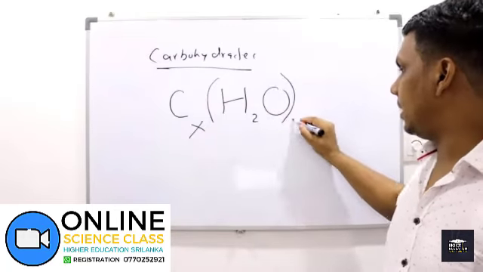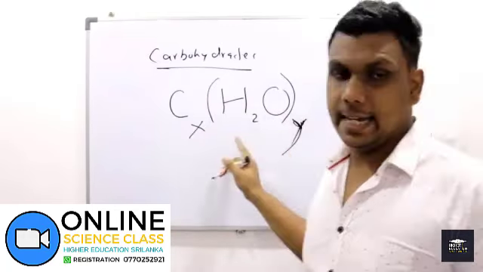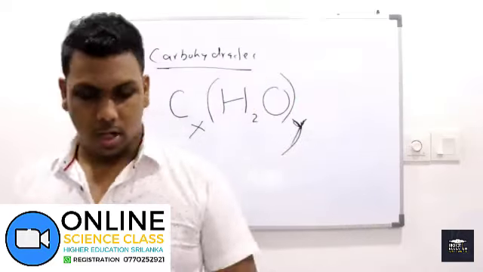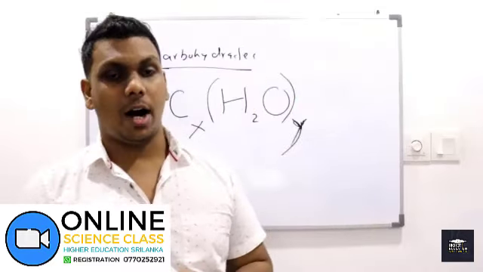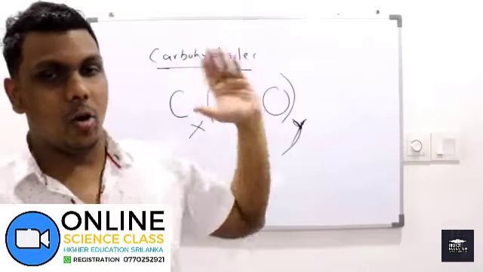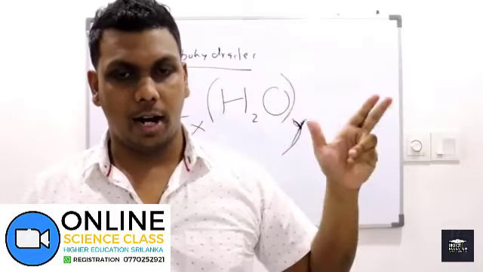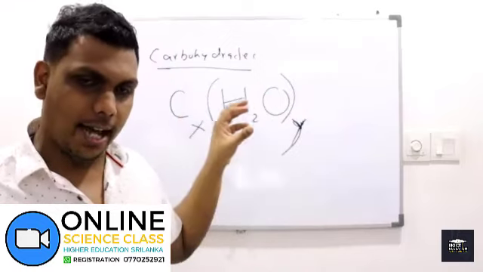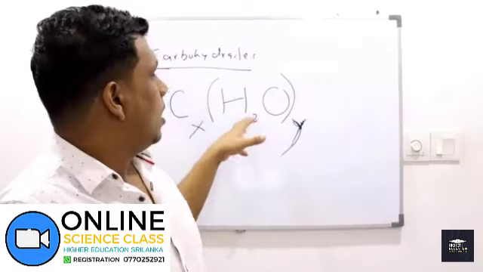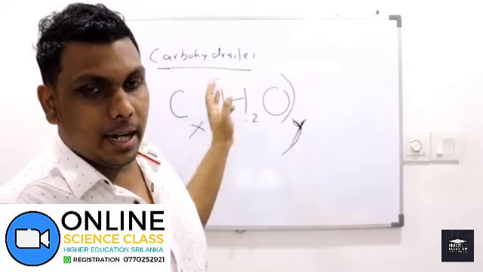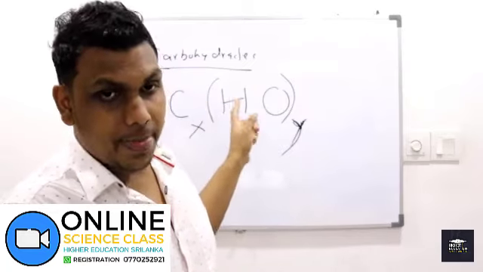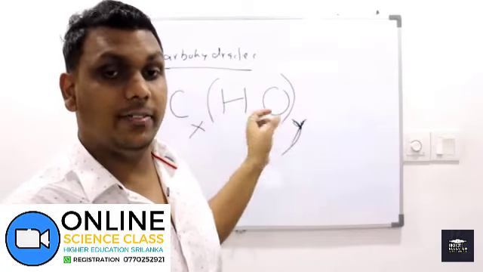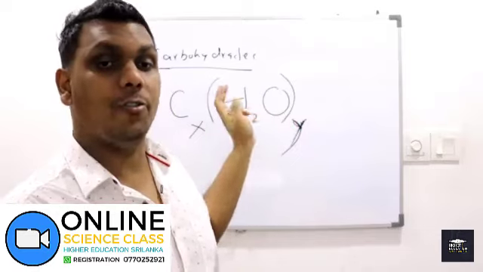CxH2Oy. Write this down: common molecular formula for carbohydrates, CxH2Oy. And why is that? Because no matter how many carbons there are, hydrogen and oxygen will always maintain a ratio of 2 to 1.